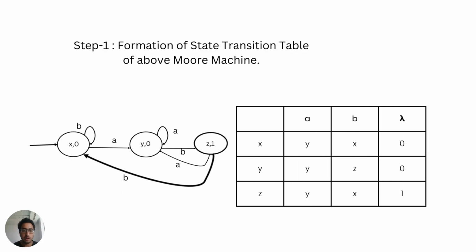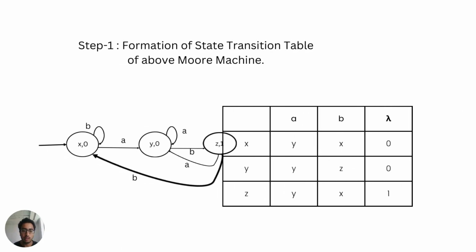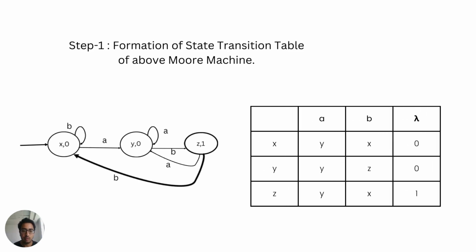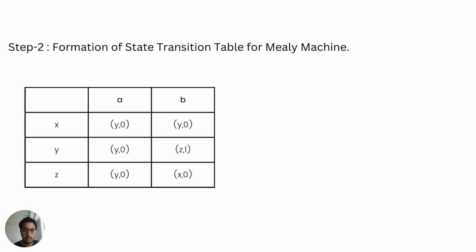This table will help you understand more properly. Here x is the state. If we take input a in x, then it will go to state y, and similarly if we take input b in x, it will remain in state x, and its output will be z. You can refer to this for better understanding. So moving on to the next slide.